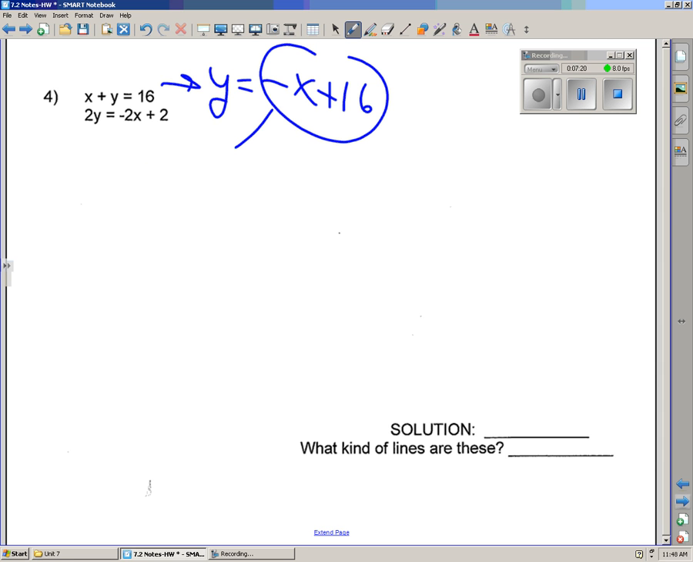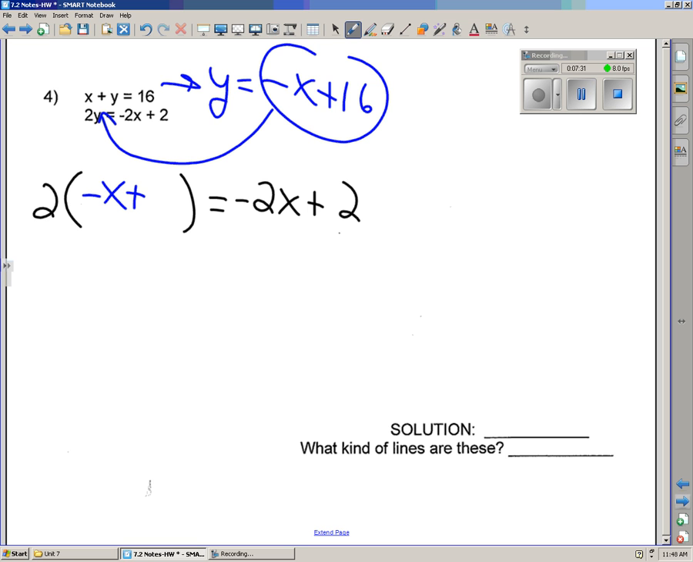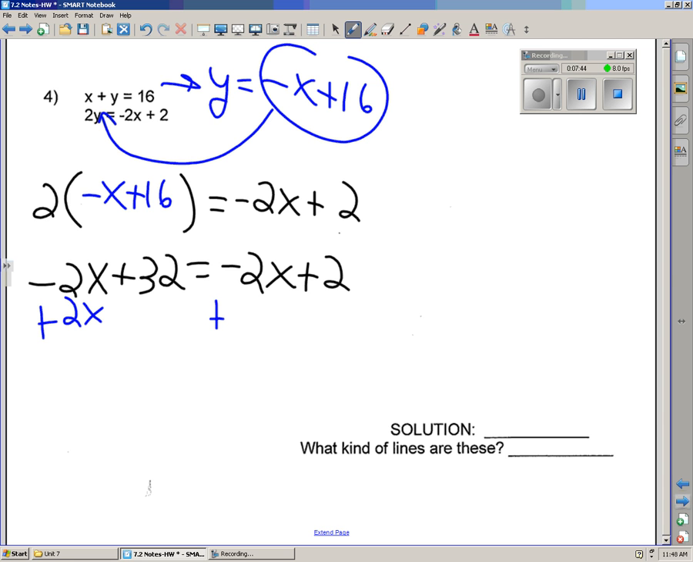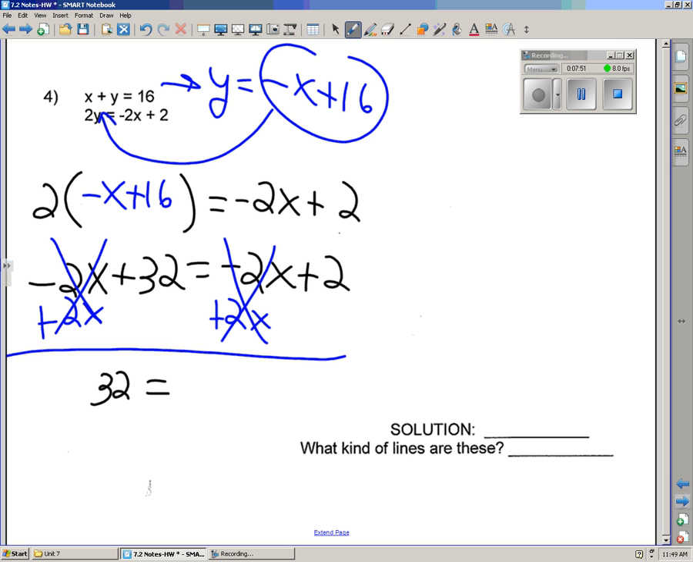You take what y is, you dump it in for y, and you get 2y equals negative 2x plus 2. We know we're dumping in negative x plus 16. When you distribute, you get negative 2x plus 32 equals negative 2x plus 2. If you try to add 2x to both sides, the x's completely eliminate. They turn into a 0. So what you're left with now is 32 equal to 2.